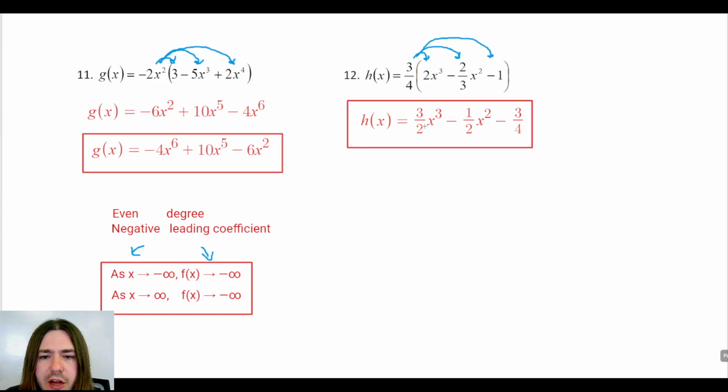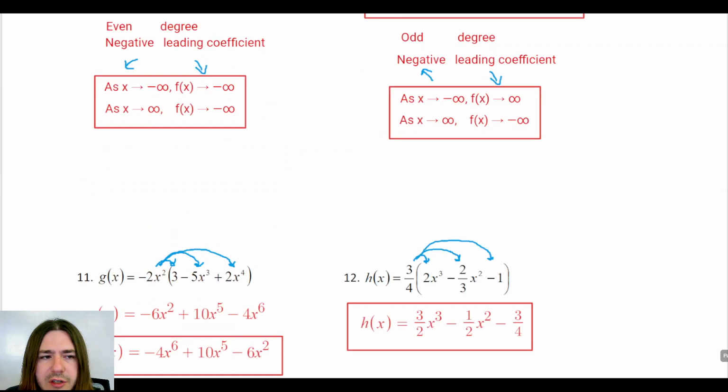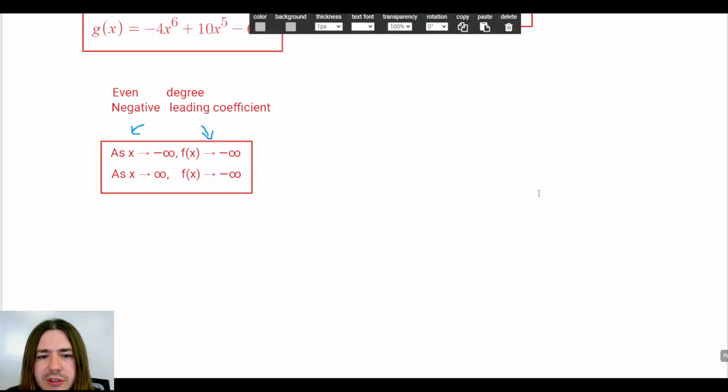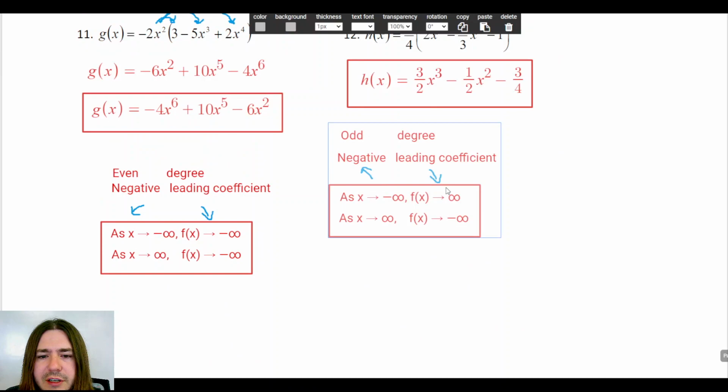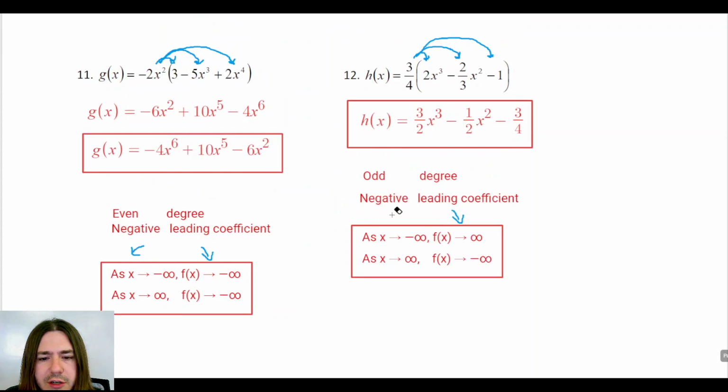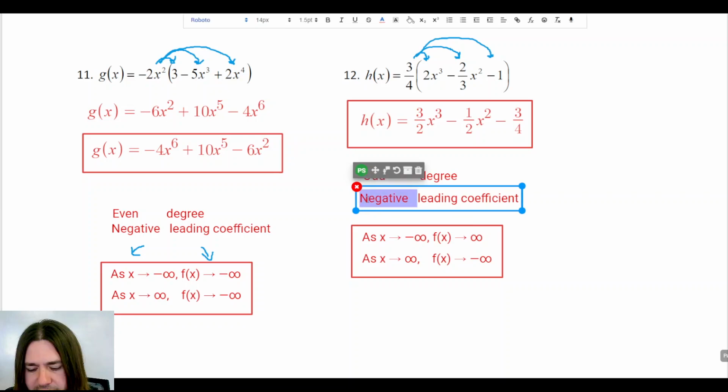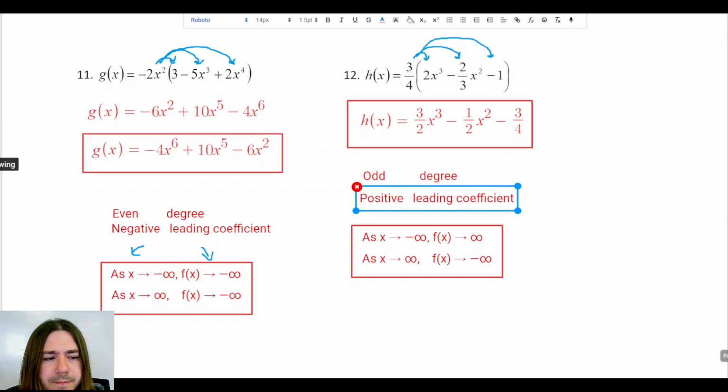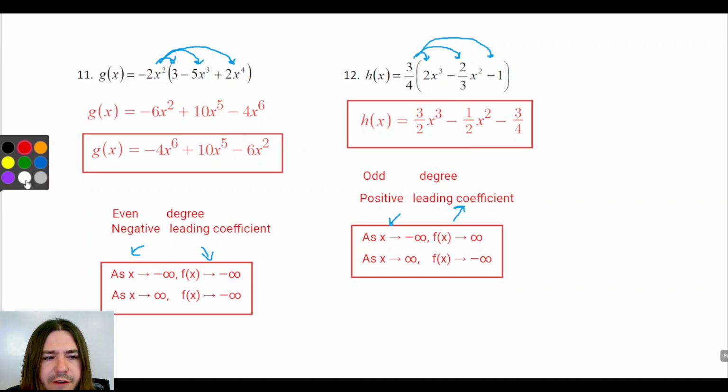And we have an odd degree and a positive leading coefficient. So kind of similar to number 10, but we actually have a positive leading coefficient. Because it's an odd degree, the end behavior is going to go in two different directions. But since we have a positive leading coefficient, we're going to go down to the left, up to the right. So let's fix all this. This is a positive leading coefficient, so we will go down to the left and up to the right. So as x approaches negative infinity, f of x will approach negative infinity.